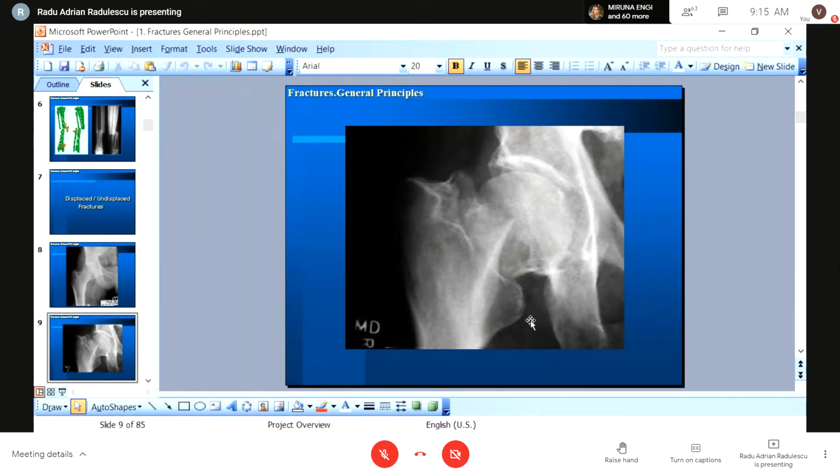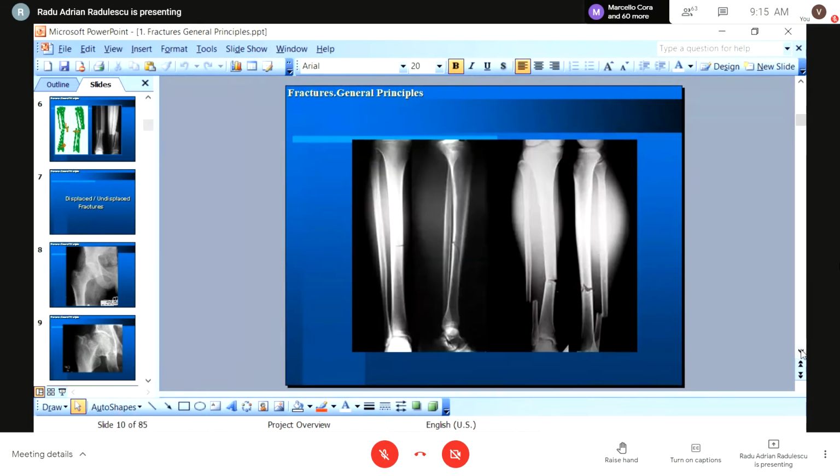In comparison, or let's say in opposition, with this type of fracture at the same level, so this is also a fracture of the femoral neck, where we can see the displacement of the fragments. So this one is a displaced fracture. Again, here is a non-displaced fracture, we can see on our left side, which can be easily treated by immobilization.